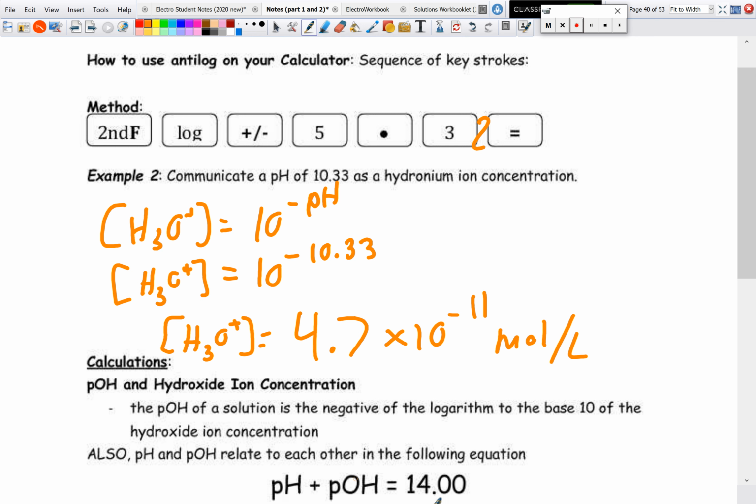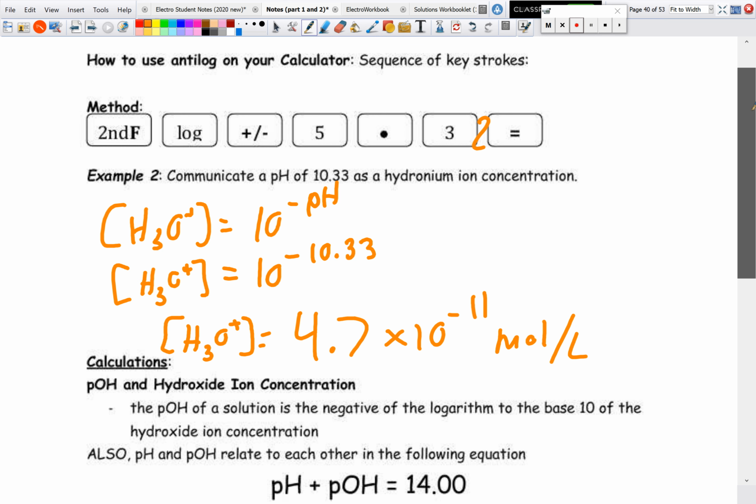And when you're done, you should get an answer of 4.7 times 10 to the power negative 11. Of course, we have two significant digits right here, so 4.7 times 10 to the negative 11 moles per liter, because we have 10.33. There's 2 spots after the decimal. So one of those things, again, just be very careful with the significant digits, and just be cautious if you're dealing with a concentration or a pH.